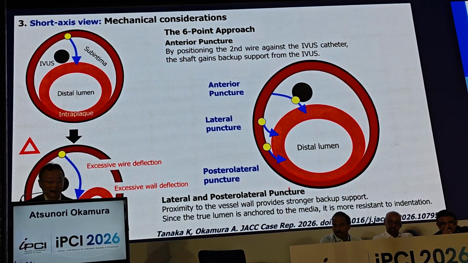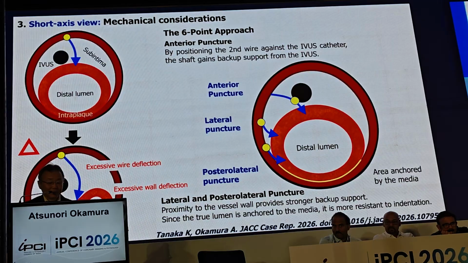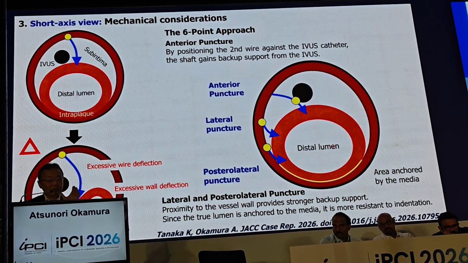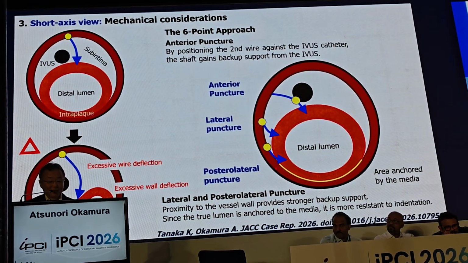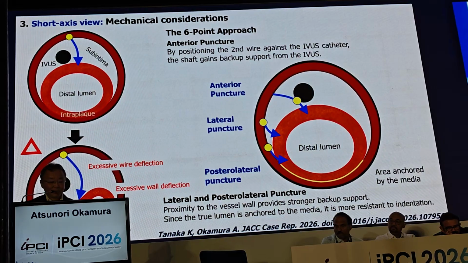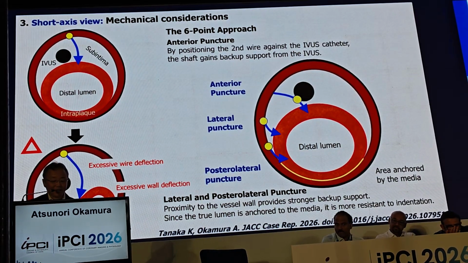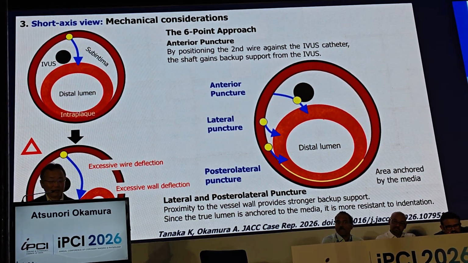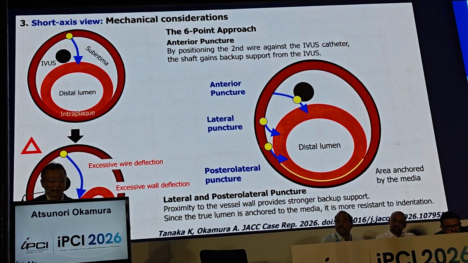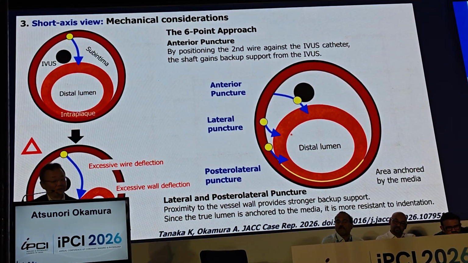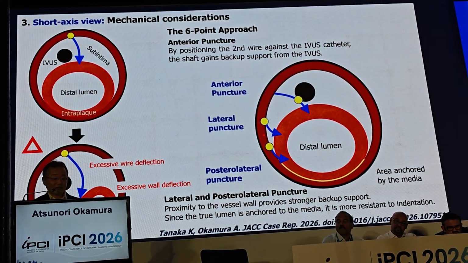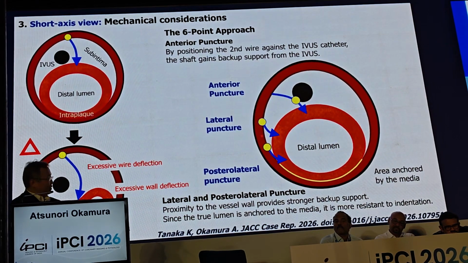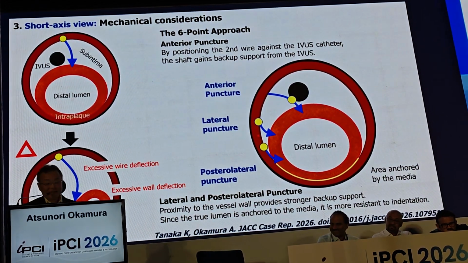And also, from the lateral or posterior lateral puncture, the true lumen is not easily deflected because it is anchored by the median. From here, this is easily deflected, but from here, the true lumen is not easily deflected. So that's why lateral puncture is much better. I saw your case. Your case was the lateral puncture.